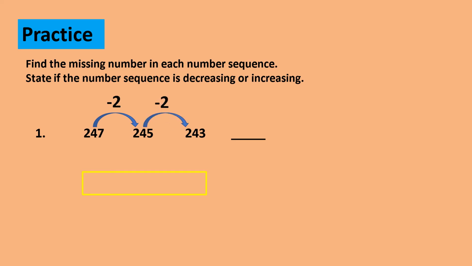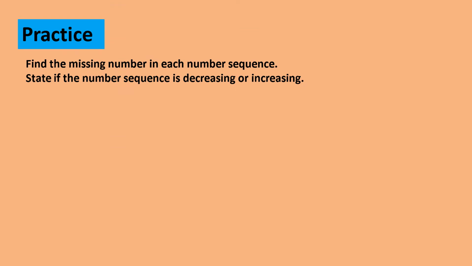It also decreases by 2. So what should be the next number? You decrease 243 by 2. That would be 241. So the sequence is decreasing by 2. Okay?